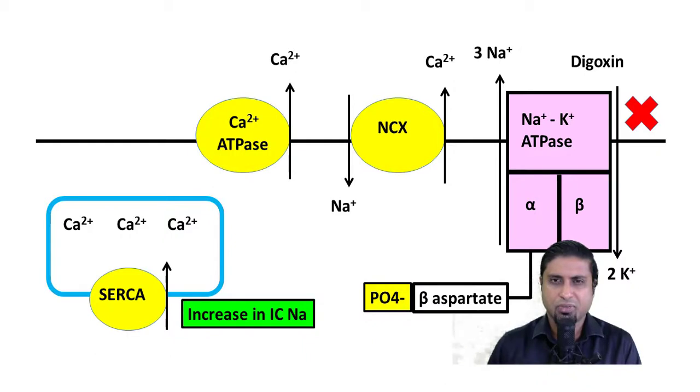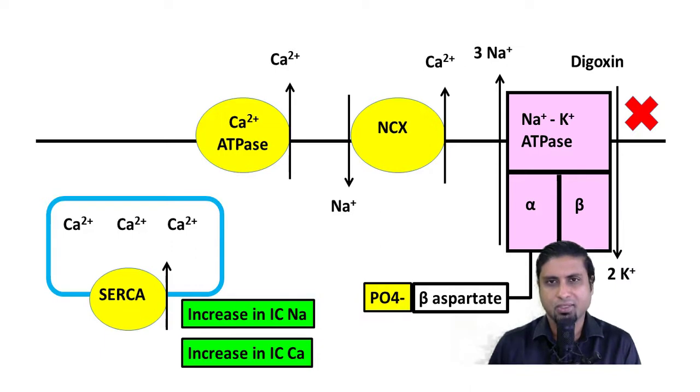Now when the intracellular levels of sodium rise, the sodium calcium exchanger tends to work less, because if its activity is higher, it's going to increase further the intracellular levels of sodium. So the sodium calcium exchanger reduces its activity, and when it reduces its activity, it pumps less calcium out of the cell, and therefore there is an increase in intracellular levels of calcium.